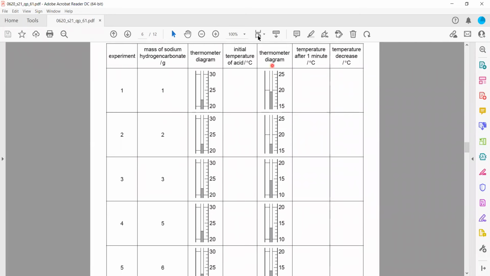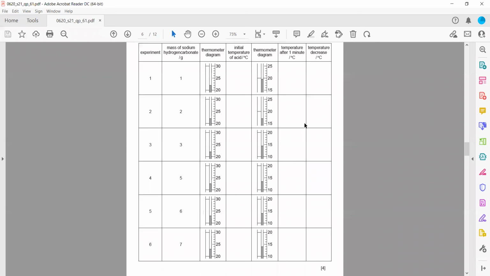So what we have to do, we have to complete the initial reading, the initial temperature. Then we have to record the temperature after 1 minute, and then the temperature decrease. So you can use the screen annotation to complete the columns. First, complete the first column, the initial temperature. Use the thermometer readings. What is the initial temperature for each experiment, 1 to 6?